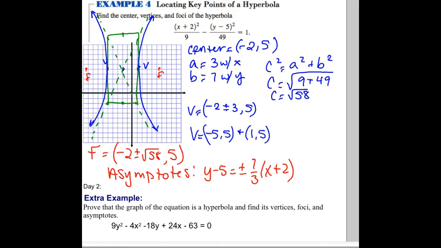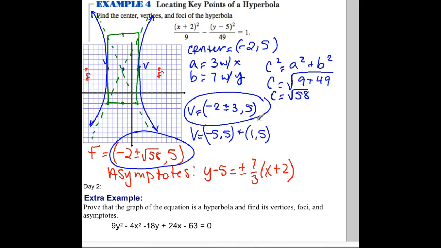All right. To find your vertices, we have to go a spaces from the center. A was 3 in the x direction, so from my center point, I moved 3 on either side in the x direction. I listed it like this because we are changing the x coordinate of our center point. Okay? Now, if those are nice integer values, go ahead and simplify it. Right? -2 plus 3 is 1, and -2 minus 3 is -5. So we can get our two vertices. But when it's not a nice integer value, you're going to go ahead and leave it like I did here for the foci. It's -2 plus and minus the square root of 58. Okay?